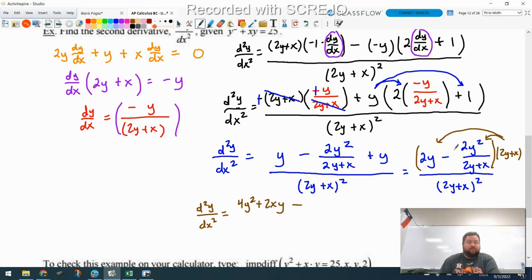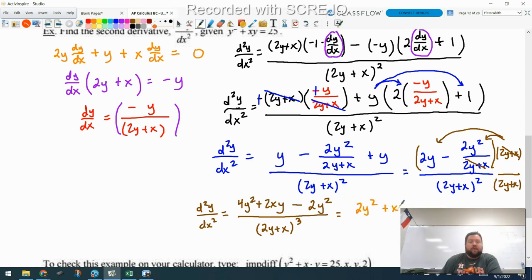Then I have my minus sign. And then when I distribute 2y plus x to this term, the 2y plus x's cancel. And I'm left with minus 2y squared all over, oh, I didn't write this. So when I multiply the top, I have to multiply the bottom by the same thing. So now I have 2y plus x cubed on the bottom. Multiply them together, add their exponents. All right, we are basically there now. We have a 4y squared minus a 2y squared, so that's 2y squared plus xy, all over 2y plus x cubed.